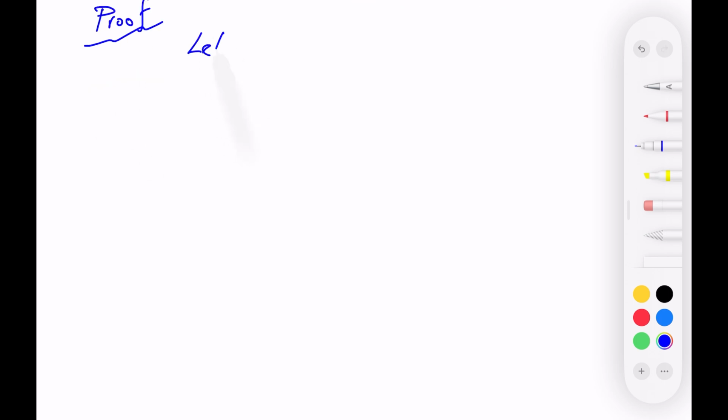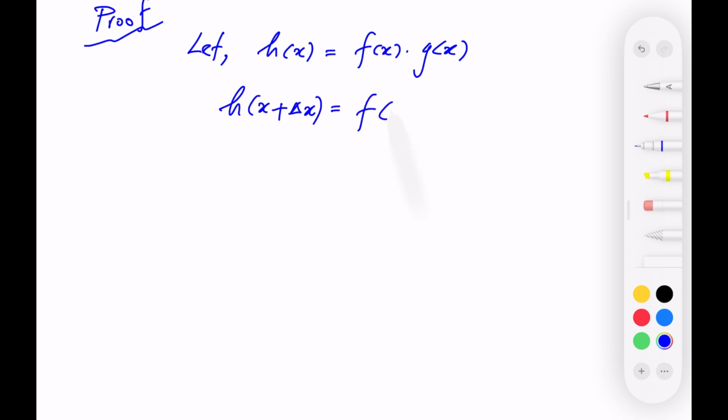I will let h of x be equal to f of x times g of x. For the first principles, I'm going to use the right-hand differentiability, which means in addition to h of x, I will also need h of x plus delta x. That should be equal to f of x plus delta x times g of x plus delta x. Please note that when I write down h of x equals f of x times g of x, this is the requirement for the product rule. We use the product rule of differentiation in order to differentiate these kinds of products of functions.